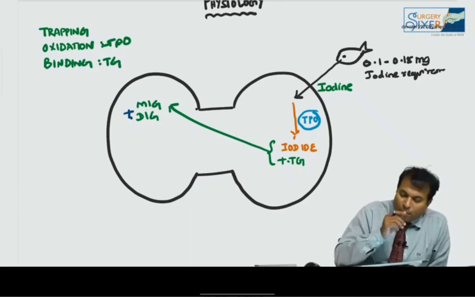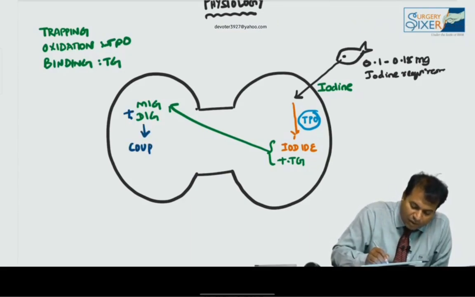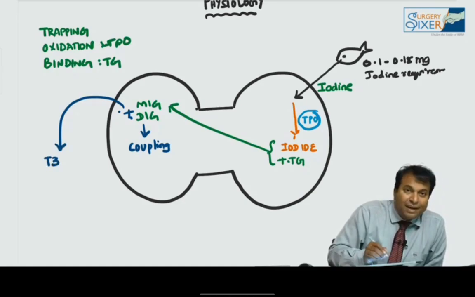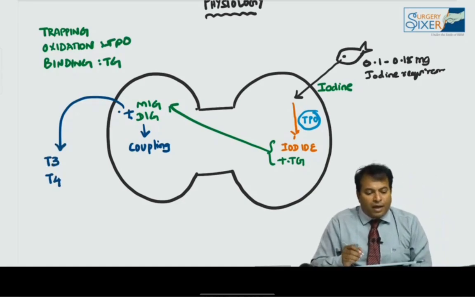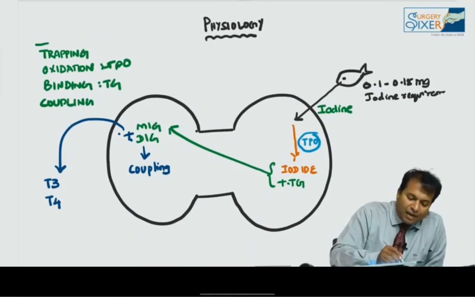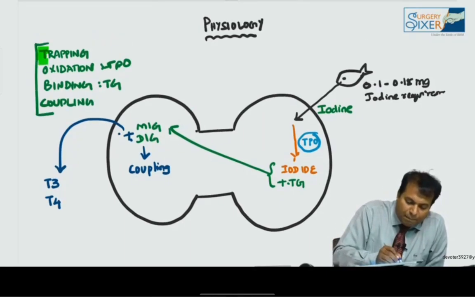Then this monoiodoglobulin and diiodoglobulin will go for coupling. MIG with DIG coupling will result in T3. DIG with DIG coupling will result in T4. And that is the last step, known as coupling. So the physiology of thyroid gland I can tell in four words, known as TOBC. Please remember trapping, oxidation, binding, coupling.